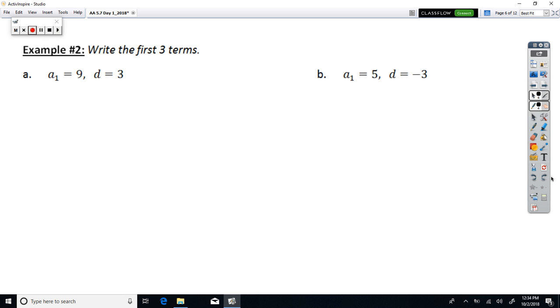Alright, so they ask us to write the first 3 terms of these arithmetic sequences. Notice that they already gave you the first term.